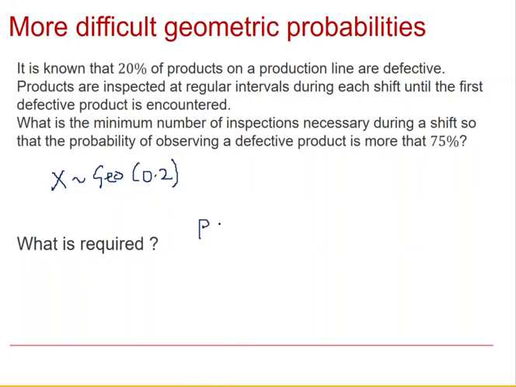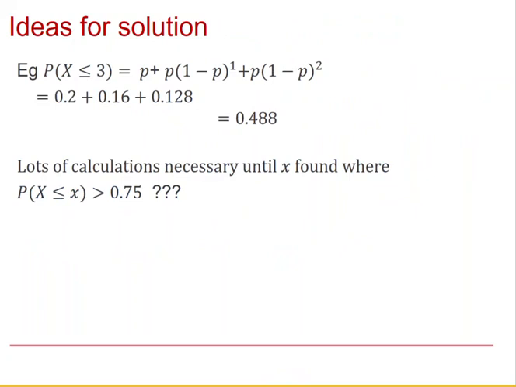What we're really being asked to find is a value for our random variable little x, so that the probability of X being less than or equal to that value is greater than 0.75. And that's quite an awkward inequality to set up and to realise that that is how we're going to solve the problem we've been asked to solve. So how could we go about solving this inequality?